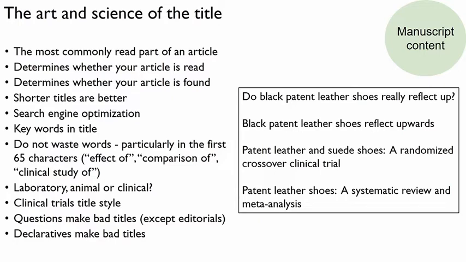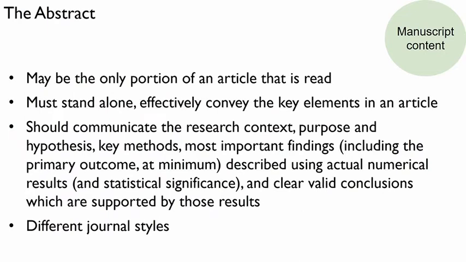Part of what you're trying to do is to get your readers to read your article. So you can tell the same thing several different ways. You can ask if black patent leather shoes really shine up. That's the question. You can make a declarative that black patent leather shoes reflect upwards. Patent leather and suede shoes, a randomized crossover clinical trial. Patent leather shoes, a systematic review and meta-analysis. These are all about black patent leather shoes, but the titles vary depending upon the nature of the article and how you're going to phrase it.